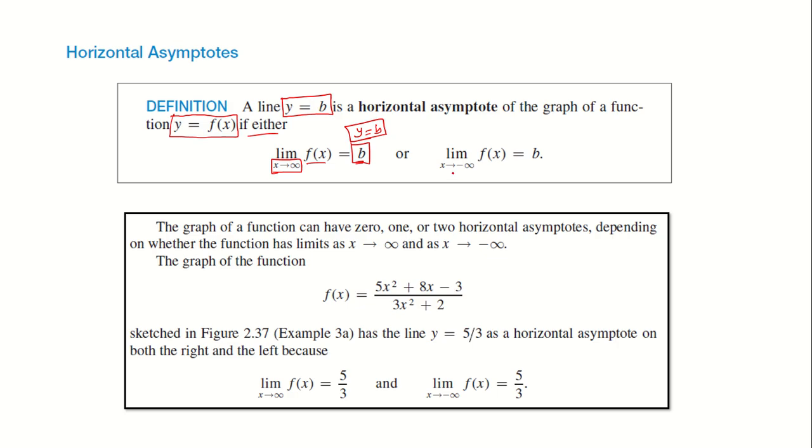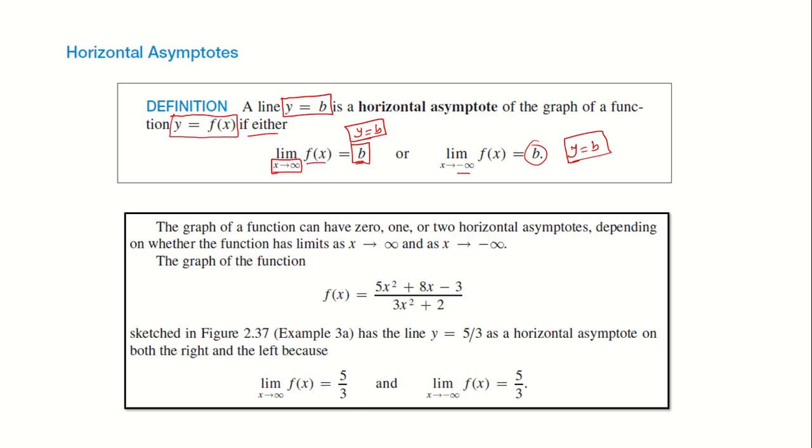Similarly, if x approaches negative infinity also, and we get the limiting value b, then we can say y equals b is the horizontal asymptote. So either here, if x approaches positive infinity, or even x approaches negative infinity, and for that, if we get a limiting value, then we can say y equals that limiting value is the horizontal asymptote.